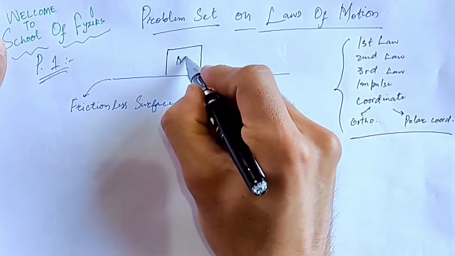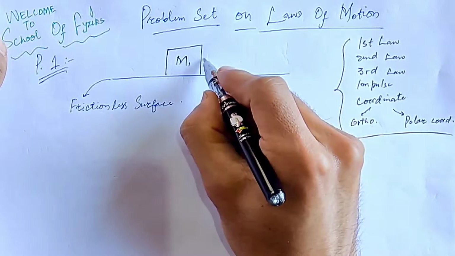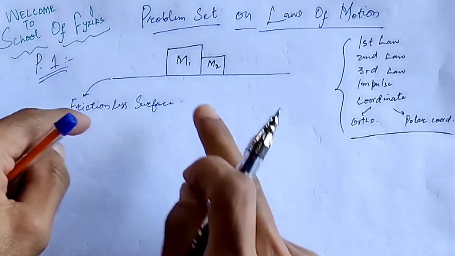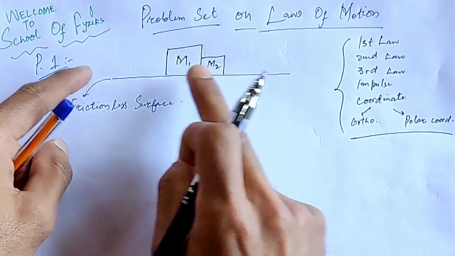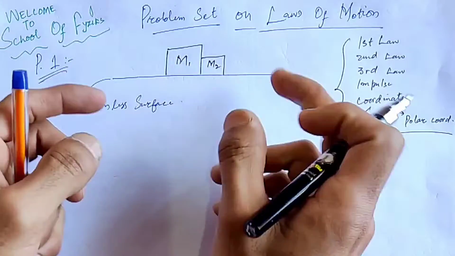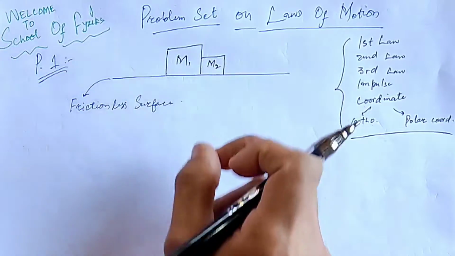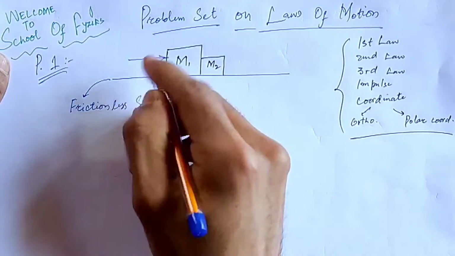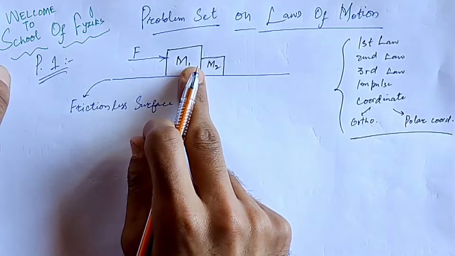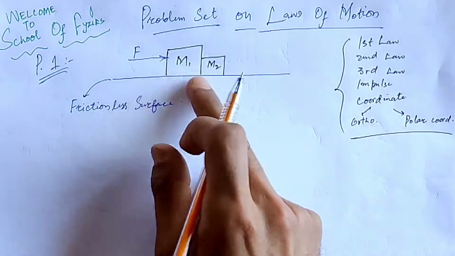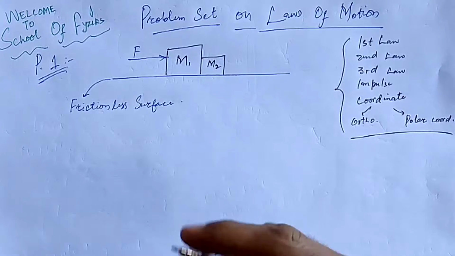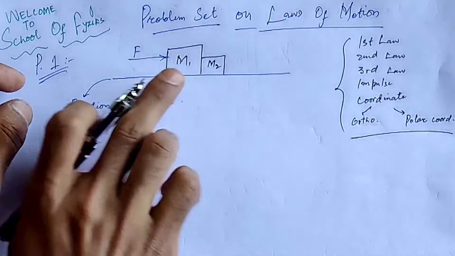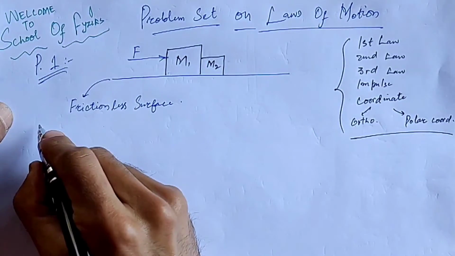This is body 1 with mass m1, and the second body is attached to it. It is a smaller body of mass m2. The surface is frictionless. Two bodies are placed side by side on this surface. And suppose we apply a force in this direction on the bigger body, that is body m1. This is a horizontal force, keep that in mind, acting on this body. What is the problem here?